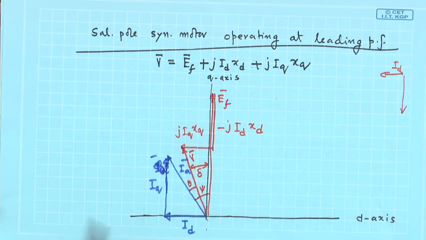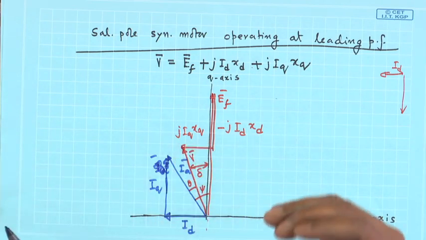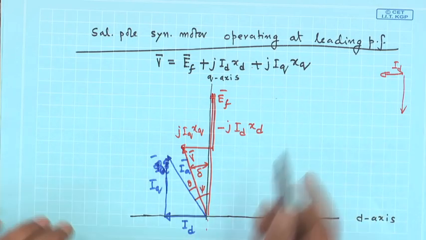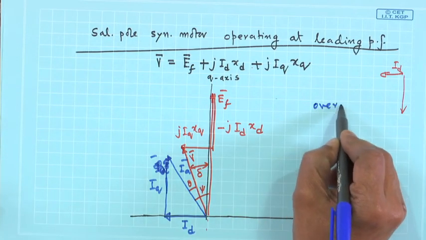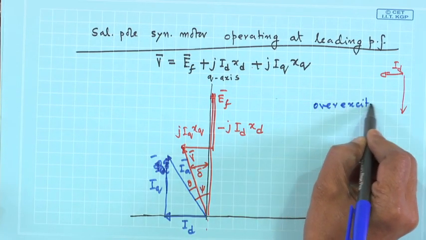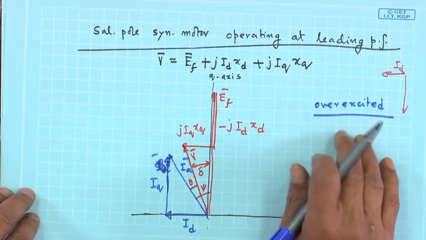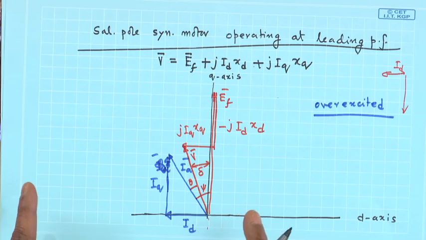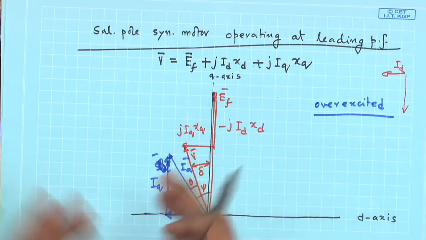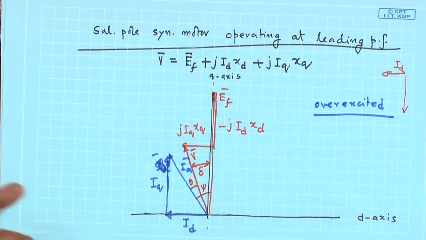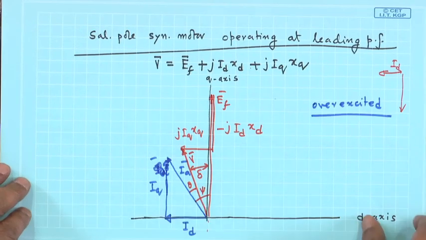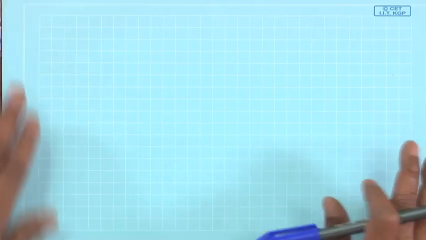Also I know that when a synchronous motor operates at leading power factor, it is overexcited. Does this phasor diagram confirm this? Yes, it confirms that, because the length of EF is greater than V, that is all. Now, I will draw another two interesting cases of drawing phasor diagrams.